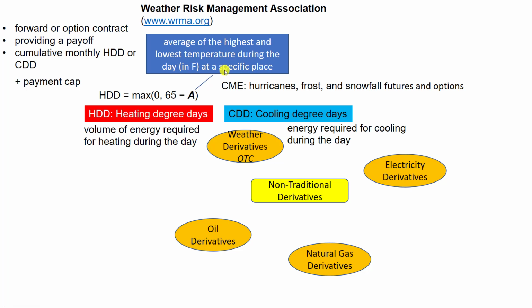So in this case, they are defining a weather station, and this weather station will provide transparent and reliable data, and then the contract will be based on this, and they are looking for the differences, and this will define the HDD. On this base they can create forward contracts and option contracts, which will provide the payoff by the cumulative monthly HDD or CDD, and sometimes it has a payment cap. At least in this case, people in agriculture can hedge themselves. The problem is that mostly it's on OTC markets. Only the CME has some kind of hurricane and frost futures and options.